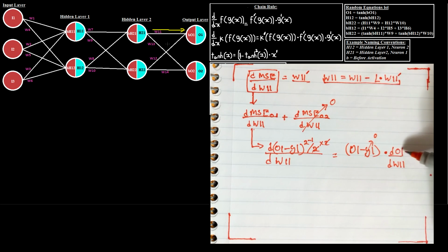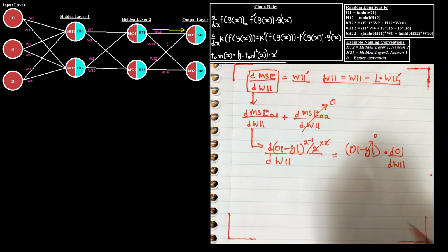Now we have to kind of open up O1. It's not really O1, right? O1 is technically right over here if you can see it. O1 is the tanh of the before-activation value of O1. O1 is the activated part of the neuron.